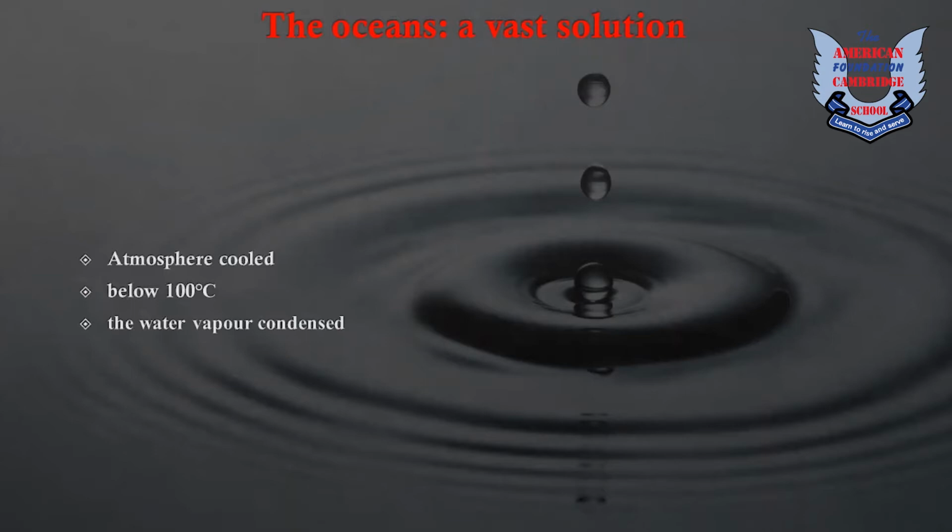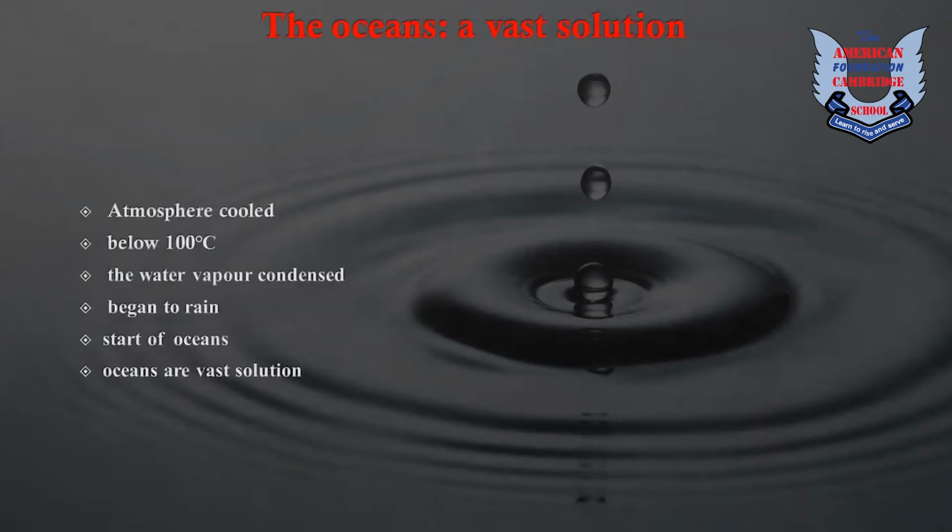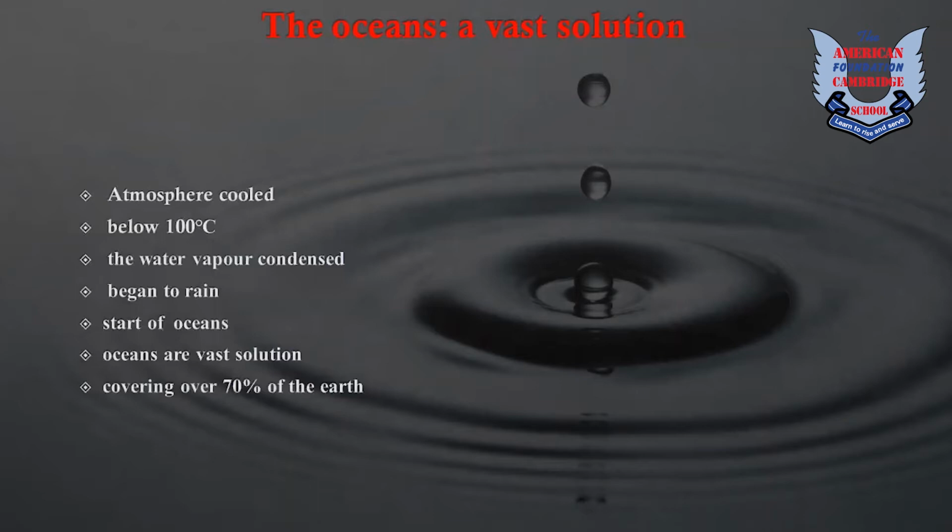Today, the oceans are like a vast solution, covering over 70% of the Earth. One expert estimates that they contain over 50 million billion tons of dissolved material. They probably contain every known element, but about 85% of the dissolved material is sodium chloride ions.